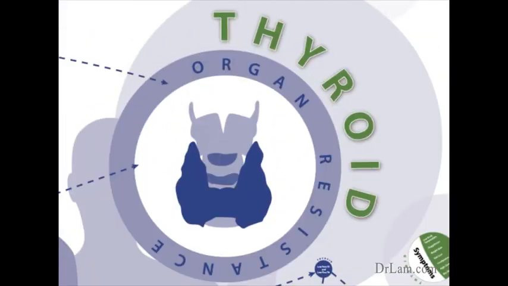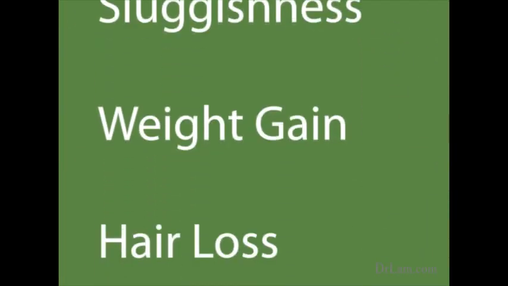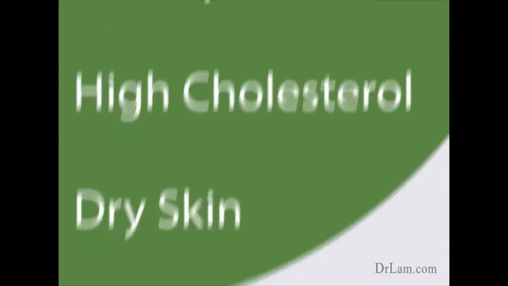Now let's look at the thyroid. The thyroid gland usually is responsible for the metabolic functions of the body. And those people who have a primary hypothyroid, or hypothyroid caused by other issues such as infections or autoimmune diseases, can have symptoms such as low body temperature, sluggishness, weight gain, hair loss, constipation, high cholesterol, and dry skin.